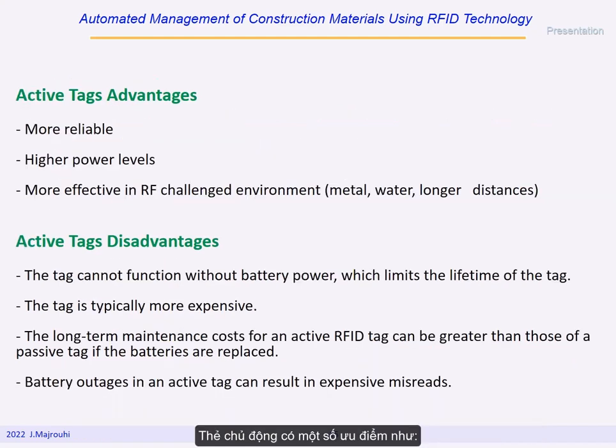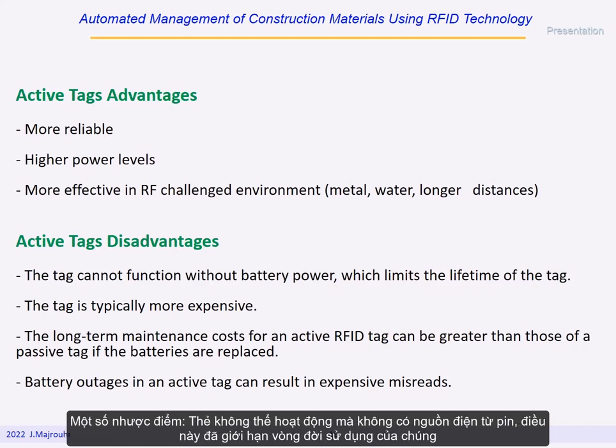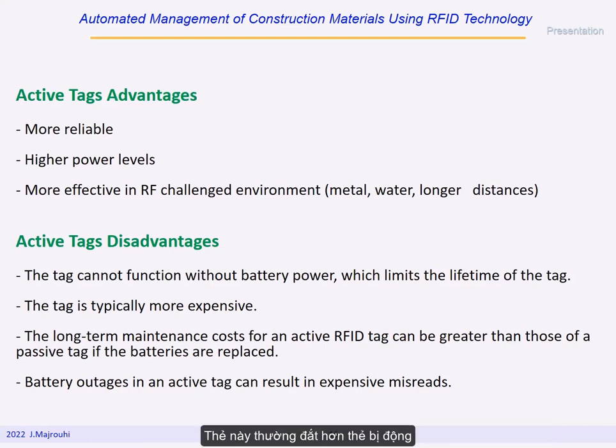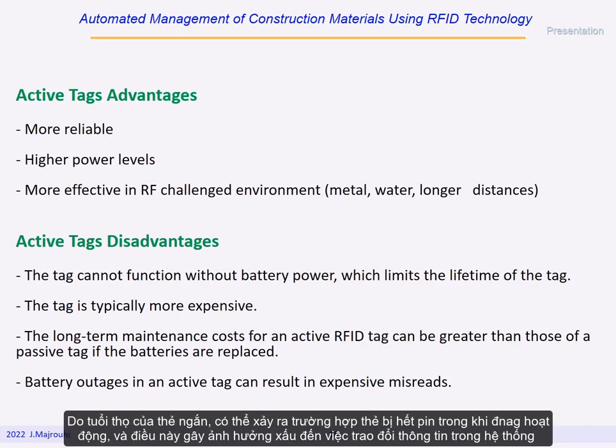Active tags' advantages are that these tags are more reliable, have higher power levels, and are more effective in RF challenge environments. Active tags' disadvantages are that the tag cannot function without battery power, which limits the lifetime of the tag. The tag is typically more expensive. The long-term maintenance cost for an active RFID tag can be greater than those of a passive tag if the batteries are replaced.